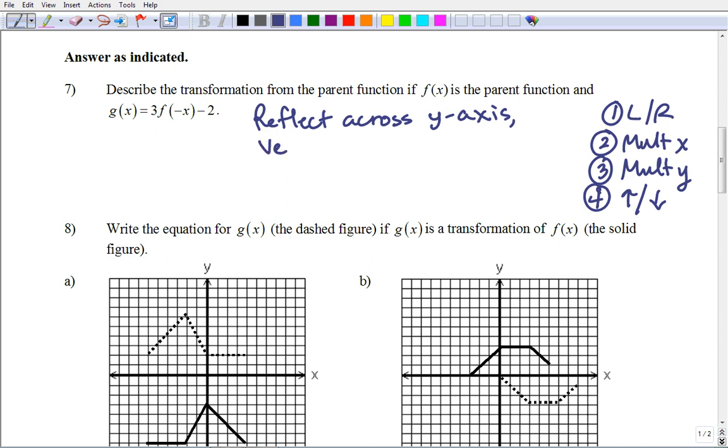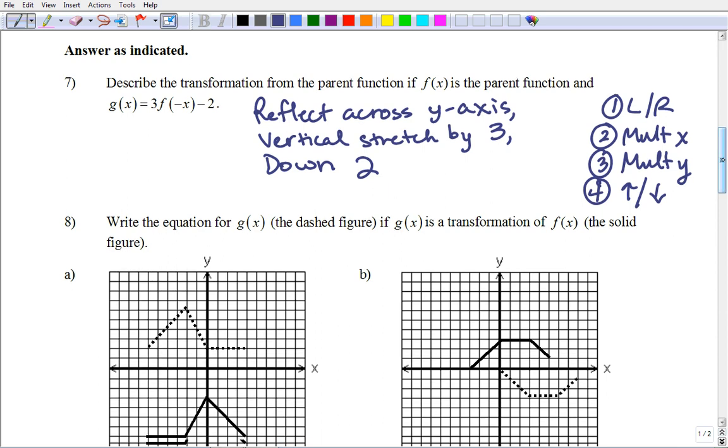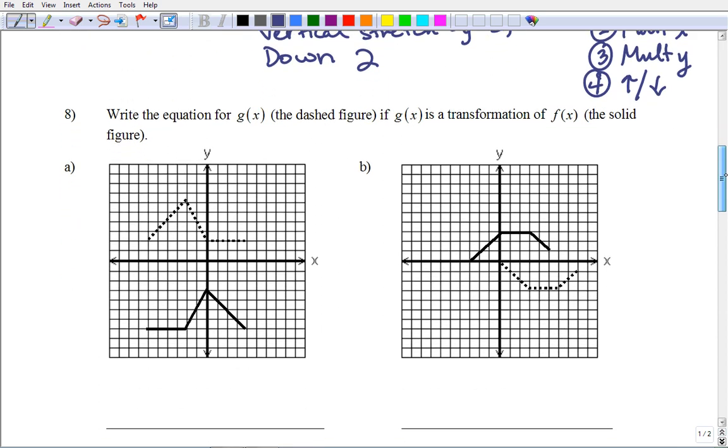So that means we're going to do a vertical stretch by a factor of 3. Remember, it's a stretch if you're multiplying by a number bigger than 1, and it's a compression if you're multiplying by a number less than 1. And then finally, the last thing we look for is is it up or down, and the number in the back tells us if we're moving it up or down, and so we're going to go down 2. And that's it.